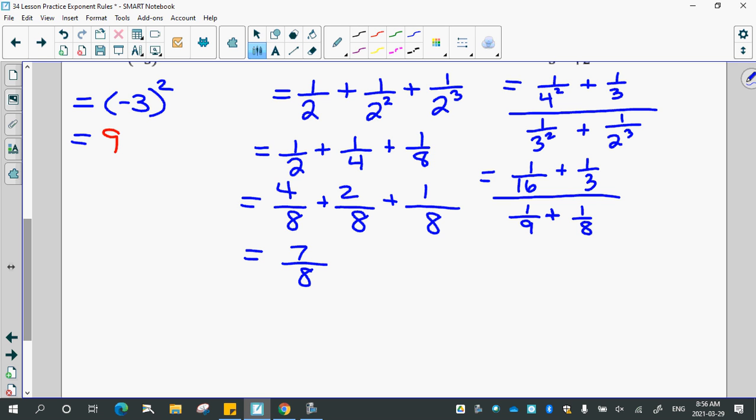All right, so what I want to do next is simplify the numerator. So I want to add a 16th and a 1/3. So I need a common denominator in the numerator. There isn't a smaller one than 48, 16 times 3. Make them both out of 48. So you would have had to multiply 16 by 3 and 3 by 16.